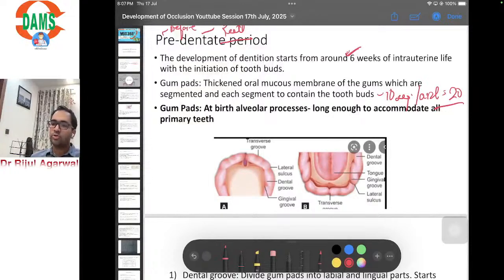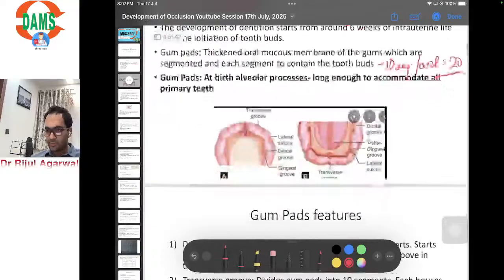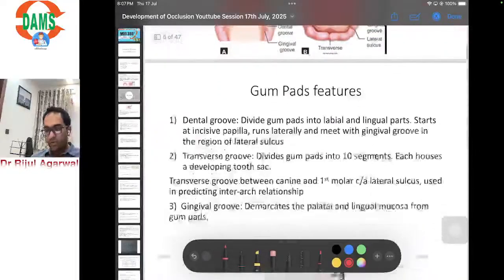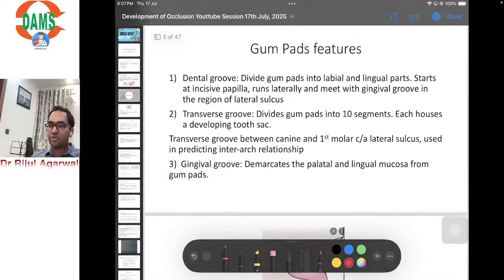To easily summarize what gum pads are, basically they are the alveolar process at birth, and they are long enough to accommodate all the deciduous teeth. What are the features of these gum pads? The features are those of the grooves or segments which are present. There are typically three grooves: the first is the dental groove, then the transverse groove, and lastly the gingival groove.